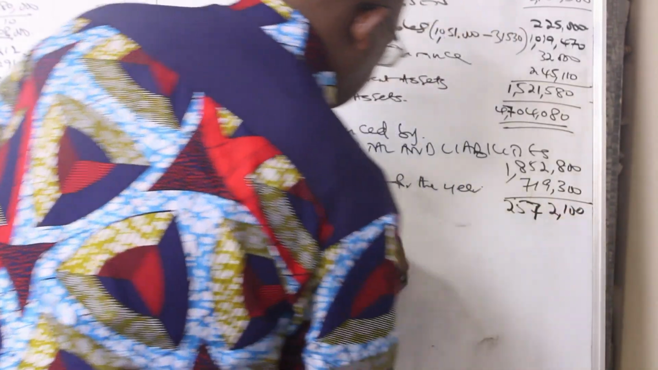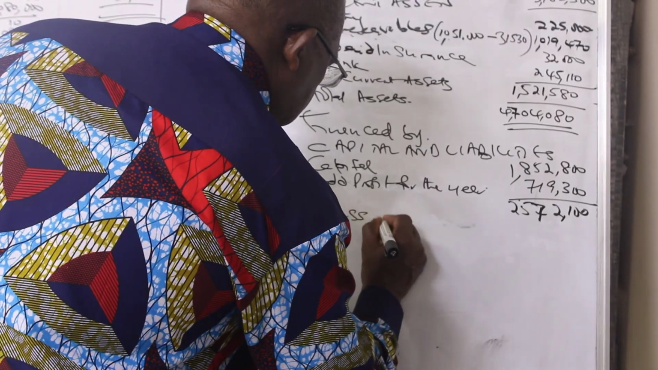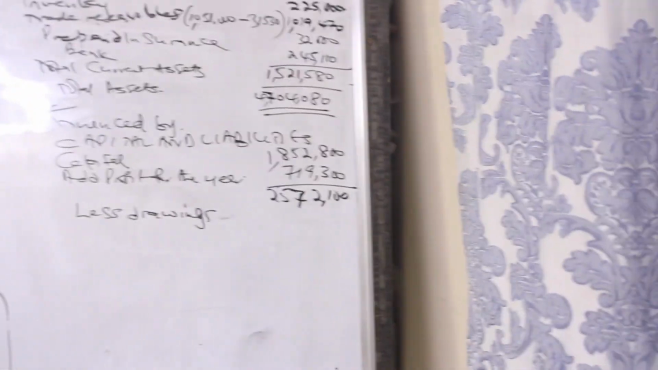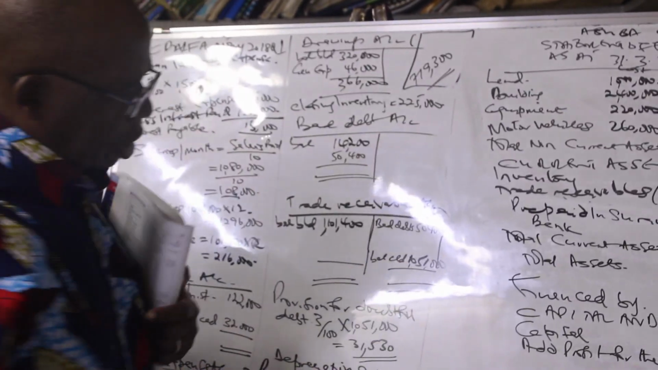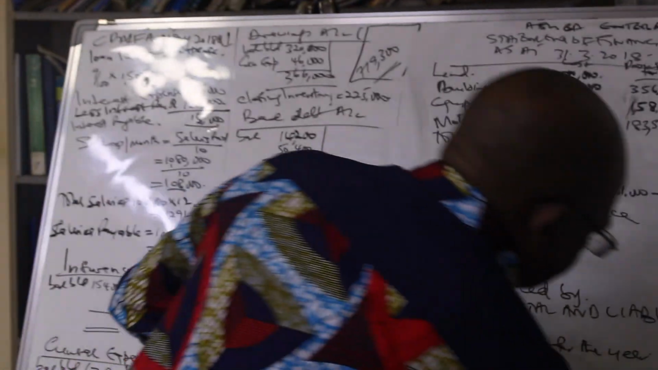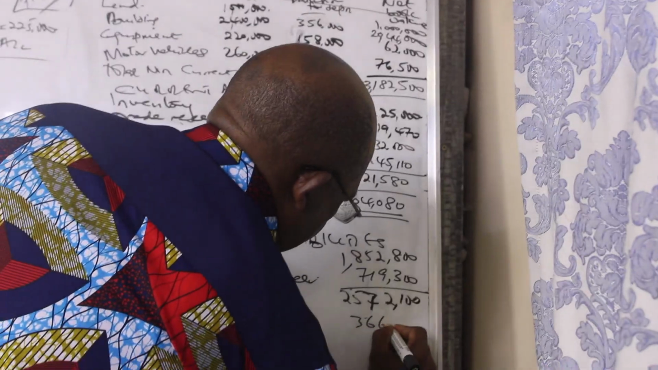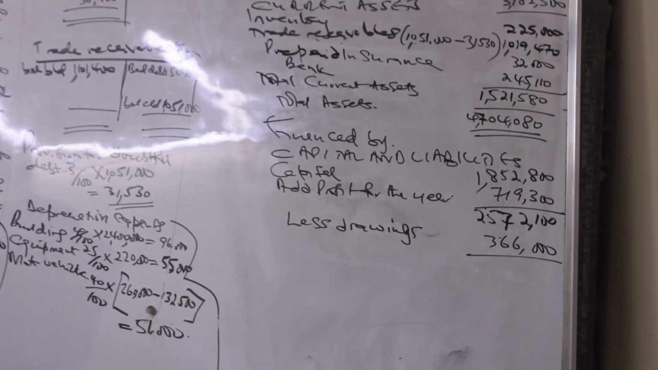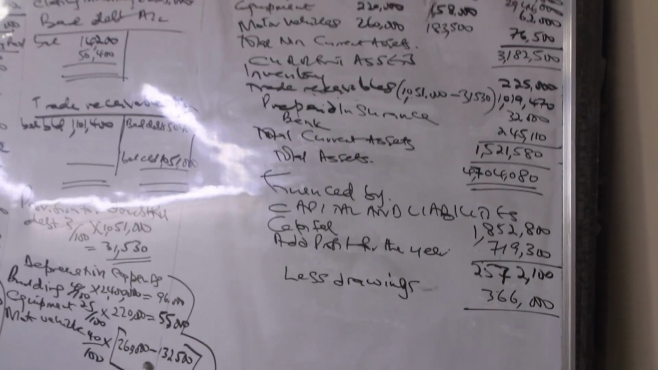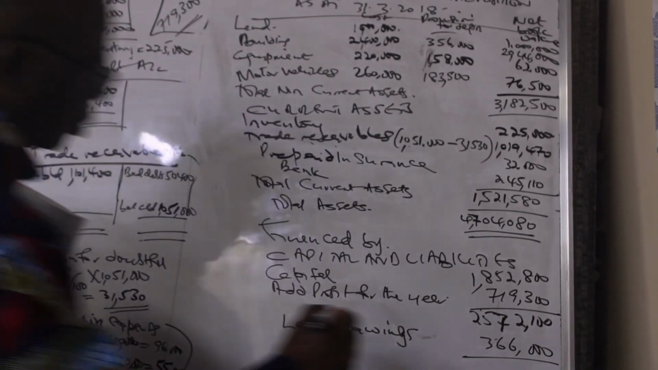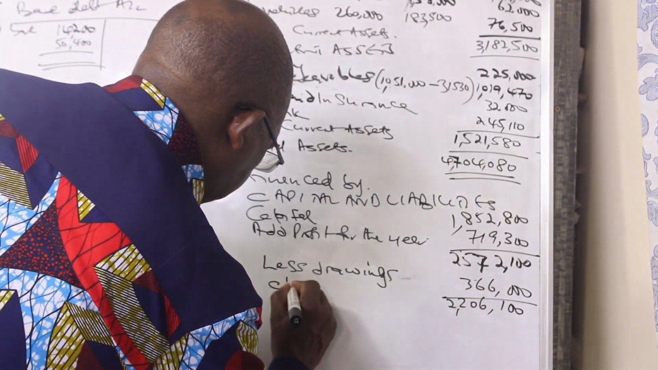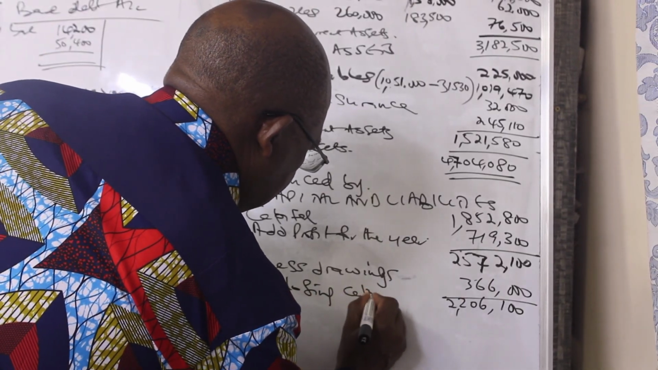We say less drawings. Our drawings are here, 366,000. So we say less drawings, 366,000. Minus 366,000, we get a figure of 2,206,100. That becomes our closing capital.